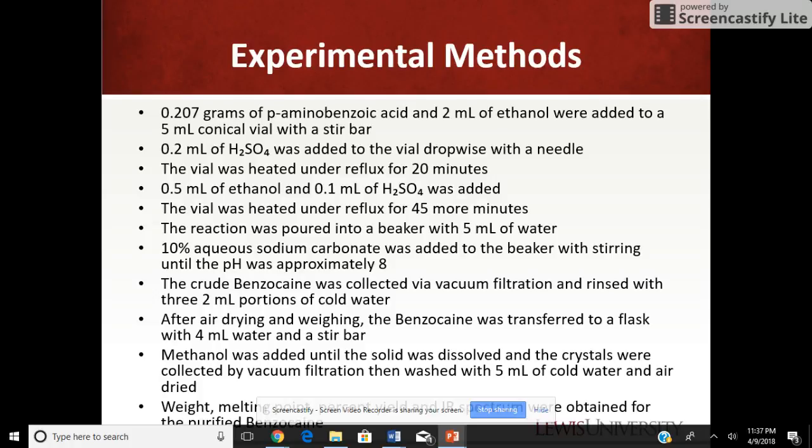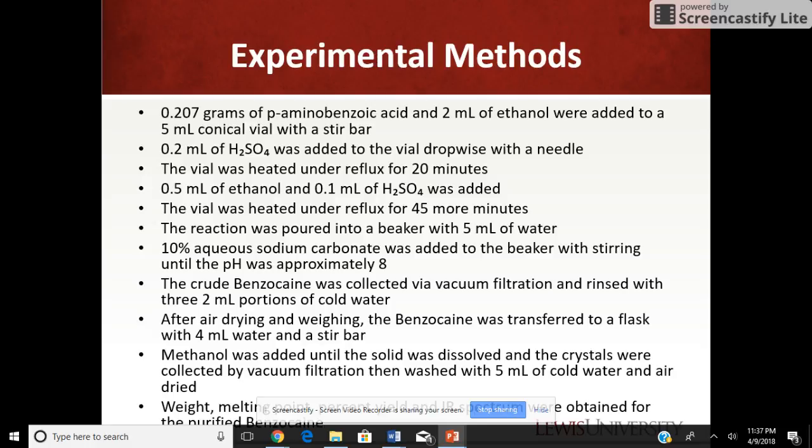We finally got the solution to clear, so we poured it into a beaker with 5 milliliters of water. Sodium carbonate was added until the pH was around 8. We then had our crude benzocaine, which we collected using vacuum filtration and rinsed with cold water.